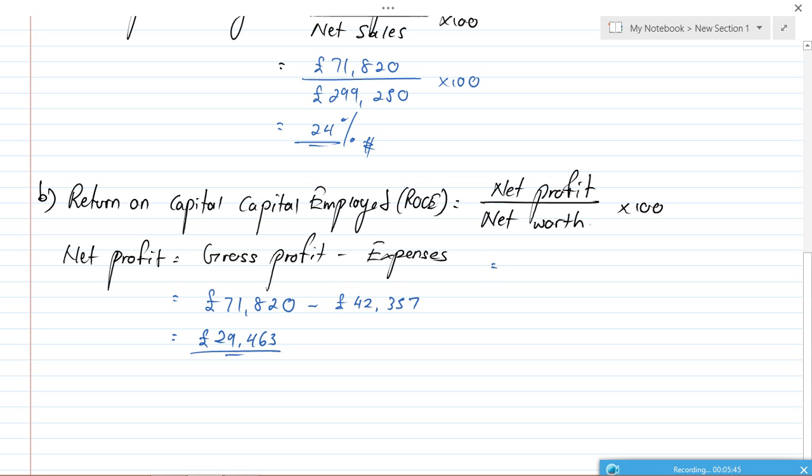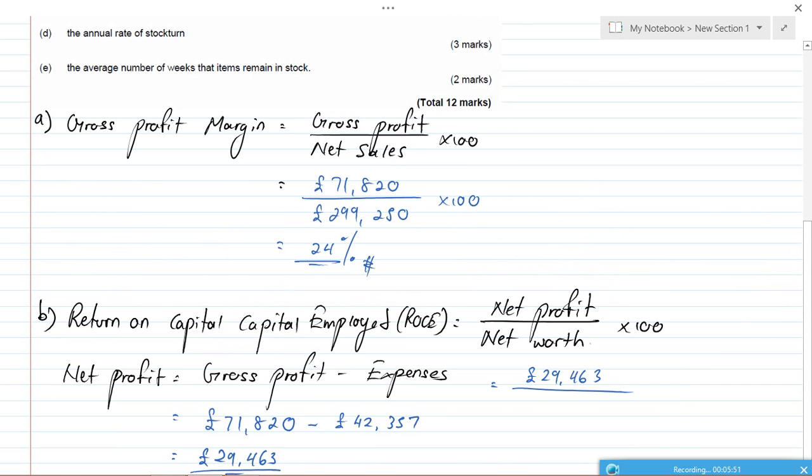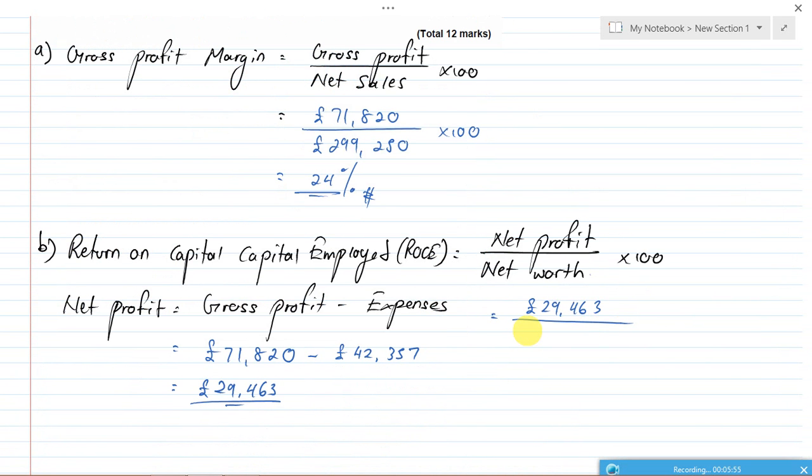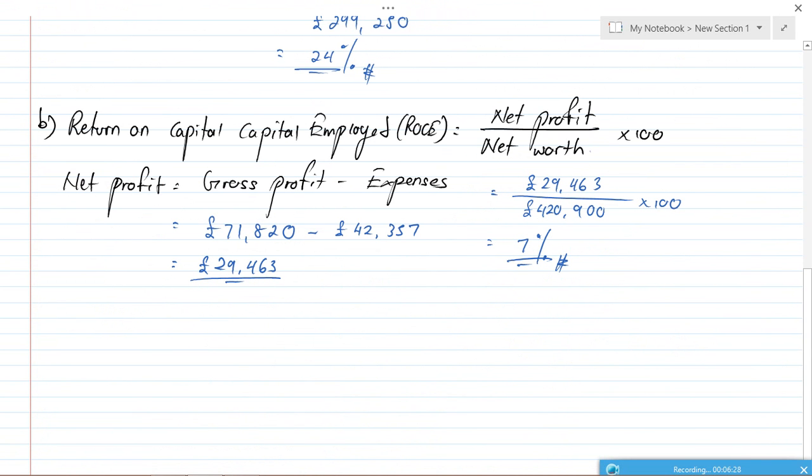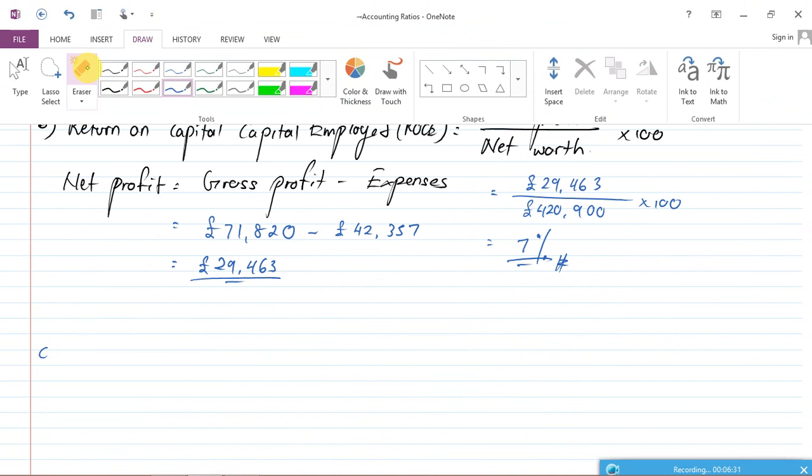So over here, 29,463 divide 420,900 times 100. So that's going to be our ROCE, which is 7%. So that's our answer for the ROCE. So we are done on the what? Part B. Next, C. The average stock held. Average stock. So they ask you to find average stock, yeah.